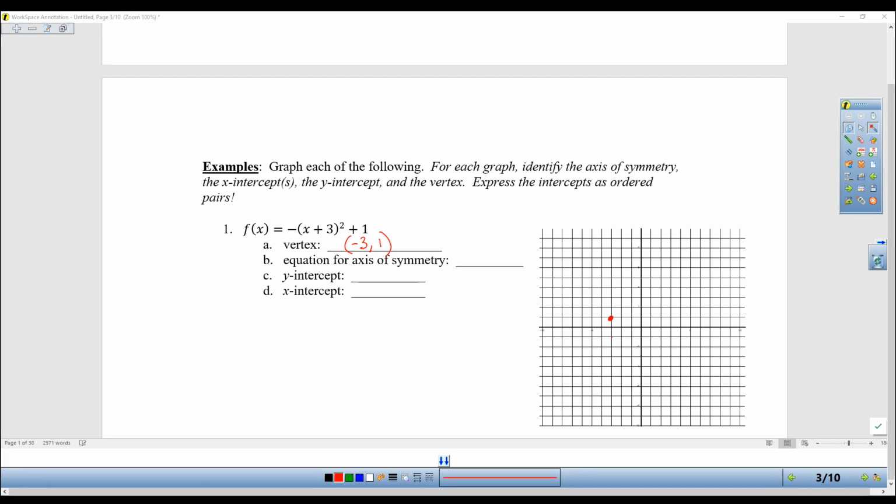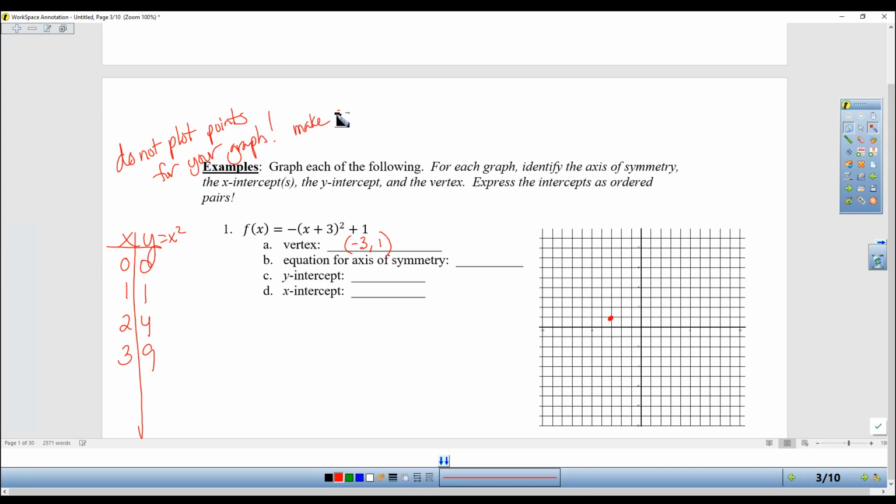The parent graph for the parabola, remember, have these ones memorized: 0, 0, 1, 1, 2, 4, and if you can make it, 3, 9, because y is equal to x squared. Do not plot points for the graph you're given. That's too much work. Make a new origin and use the parent graph or the parent table.